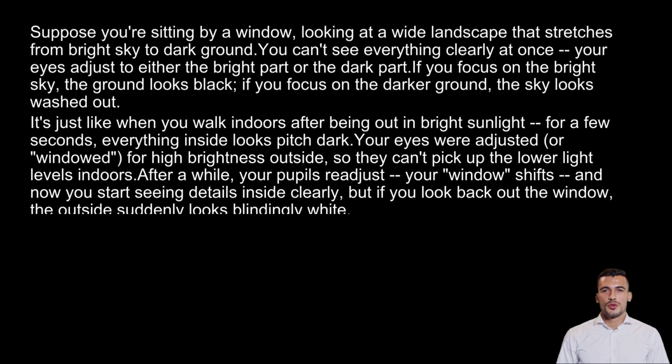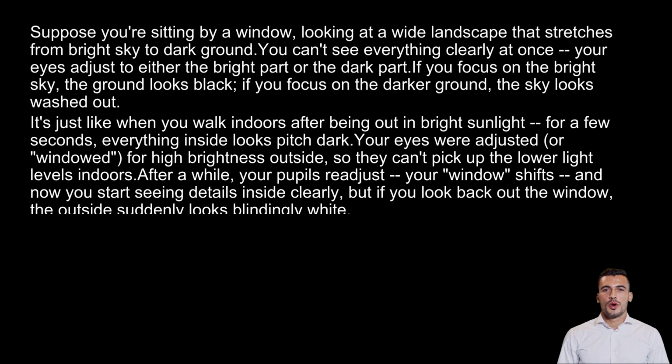Suppose you're sitting by a window, looking at a wide landscape that stretches from bright sky to dark ground. You can't see everything clearly at once. Your eyes adjust to either the bright part or the dark part. If you focus on the bright sky, the ground looks black. If you focus on the darker ground, the sky looks washed out.